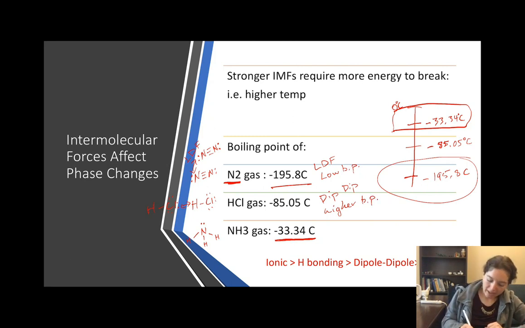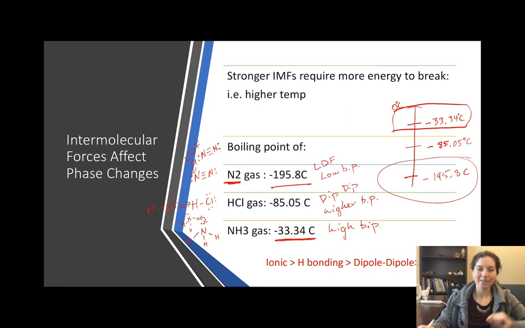And then for ammonia gas, we're going to see hydrogen bonding, which is the strongest intermolecular force aside from ionic. So this is that attraction there between the hydrogen and the nitrogen, which means we have a high boiling point in comparison to the other two. Okay, so it's not necessarily high compared to water. Water has a freezing point of 0 degrees Celsius. It has a boiling point of 100 Celsius, which is very, very different.